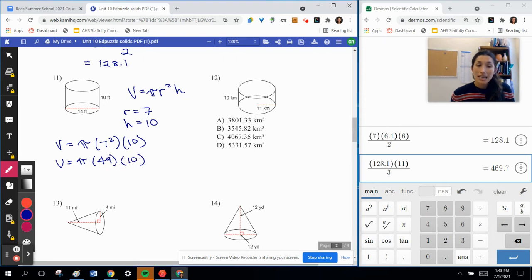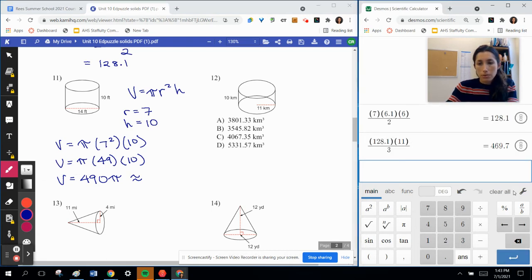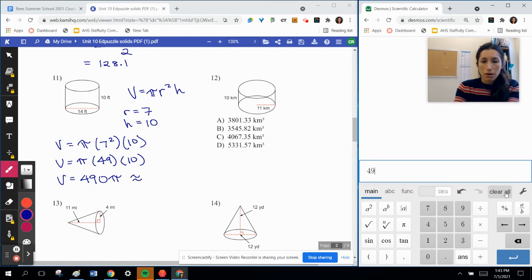If I were just to multiply these two and I leave it in an exact format, I'm going to get 490 with a pi after it. But I do want an approximation because we're rounding these to the nearest two decimal places. So 490 pi is what I would want to put into my calculator. Actually clear all these off. So 490 and then type the letter pi after that. So this is approximately 1,539.38 feet.